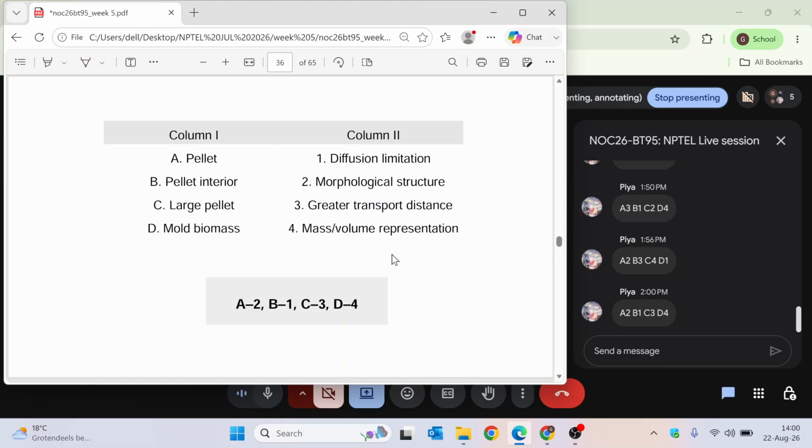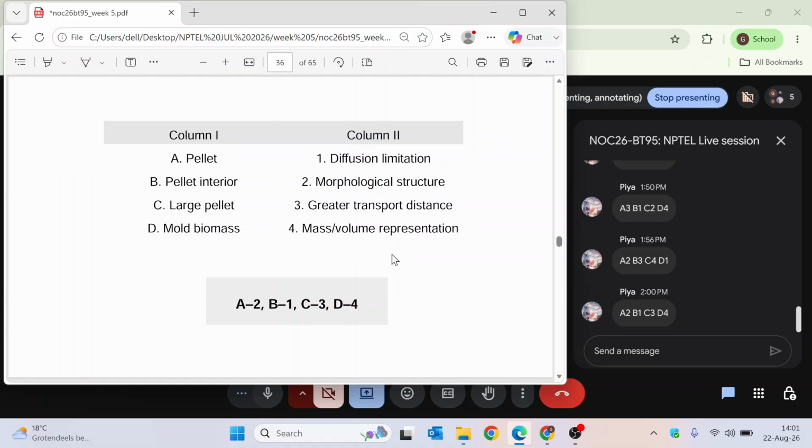So here when we talk about pellet, we describe the physical or the morphological structure where the filamentous fungi or bacteria happen to grow. And then when we talk about pellet interior, obviously there is a great diffusional limitation to the pellet interior, because the nutrient has to be in the bulk solution, then it has to go through a film and then into the pellet, and then move across the pellet to reach the interior.